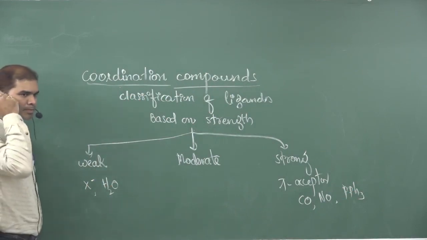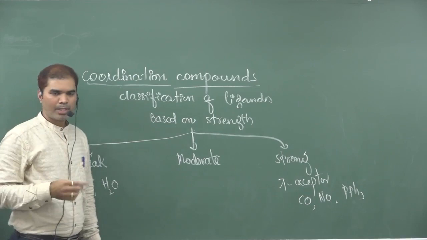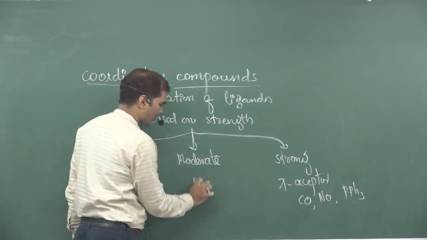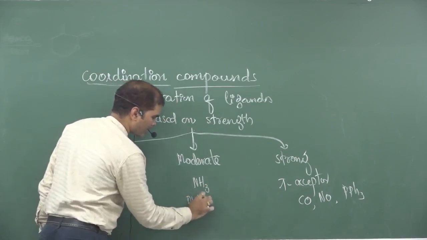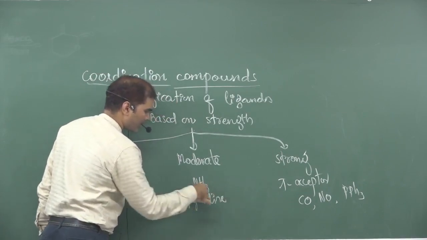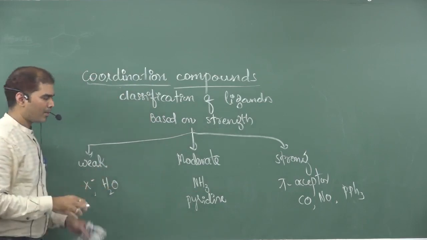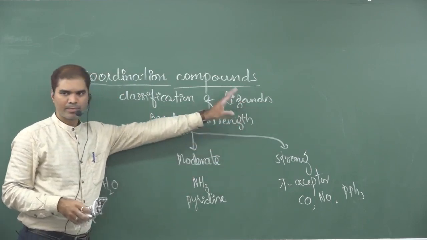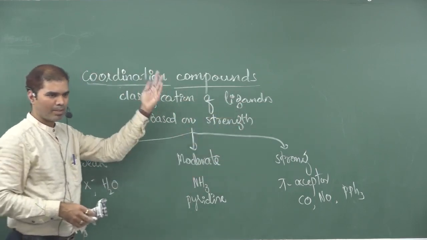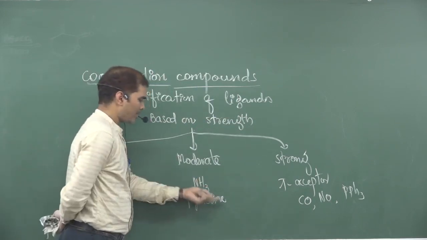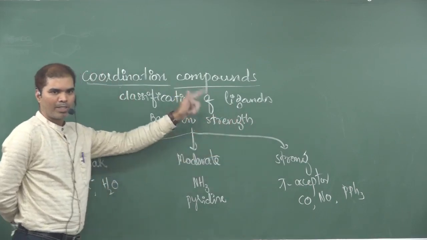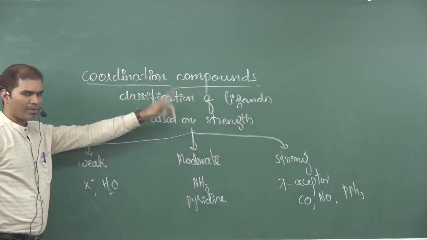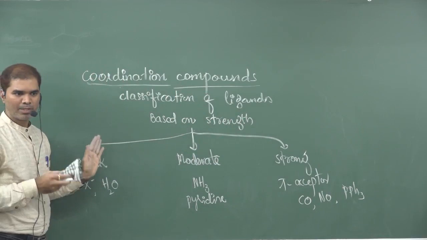Moderate: nitrogen containing ligands, like amine or pyridine or ethylene diamine and so on. They will be from moderate towards strong. As I move from amine, pyridine, ethylene diamine, phenanthroline, they are slowly becoming stronger, but they are not fully strong. They are moderate to strong. So that is how we can classify based on their strength.